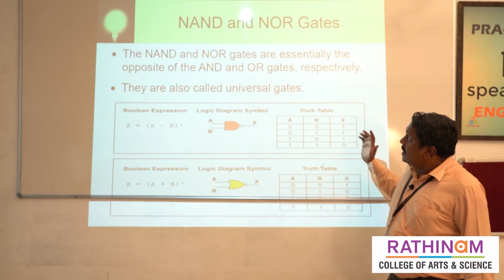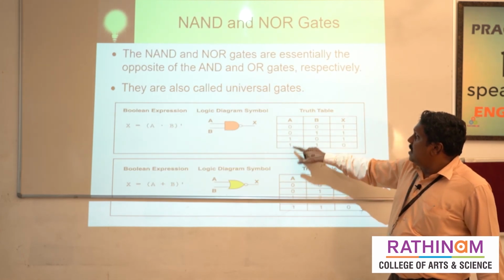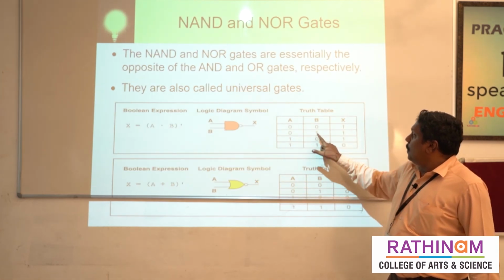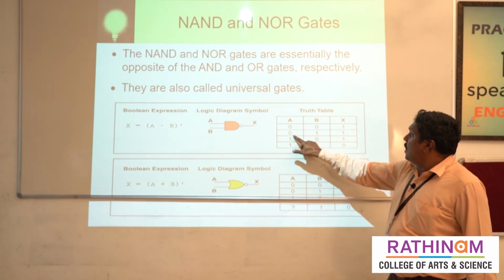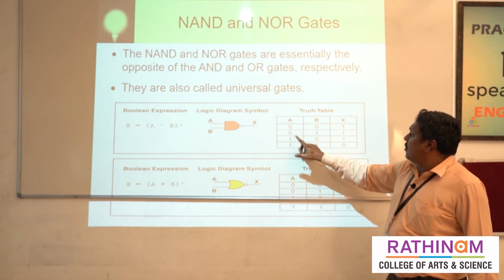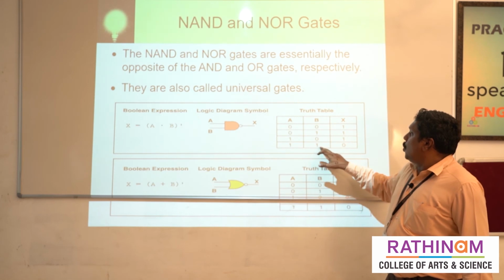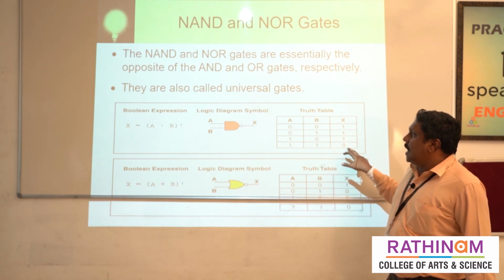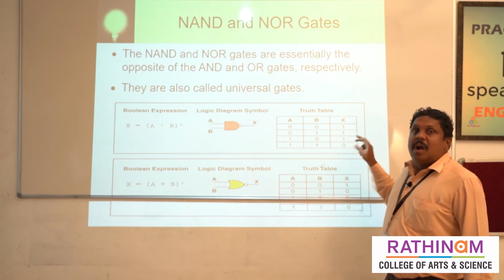Then, next, the NAND gate. Here, if the two inputs are 1, we finally get the result as 0. Otherwise, we get the result as 1. It is the opposite of the AND gate.